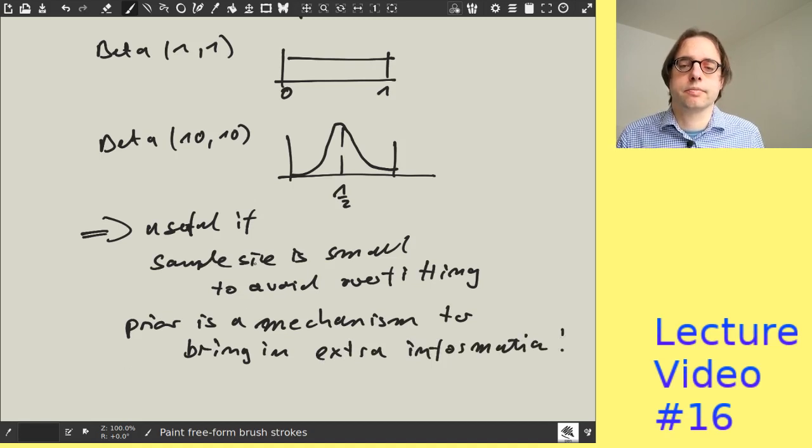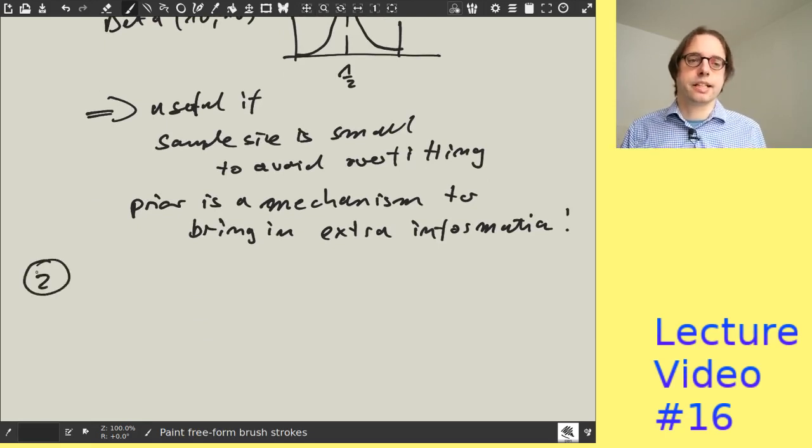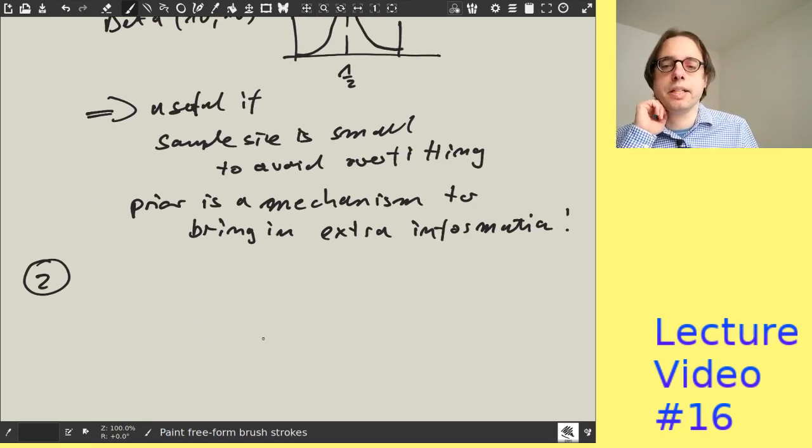So that's the first point. So the prior is actually acting like data. So the second interesting thing is the following. If we look at the mean, we have the posterior mean and the prior mean.